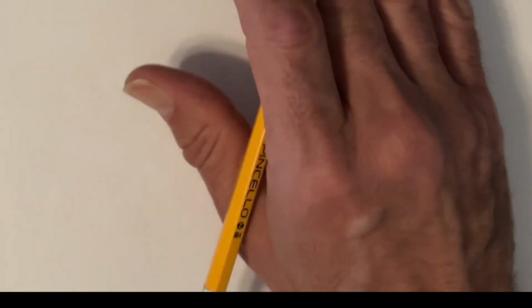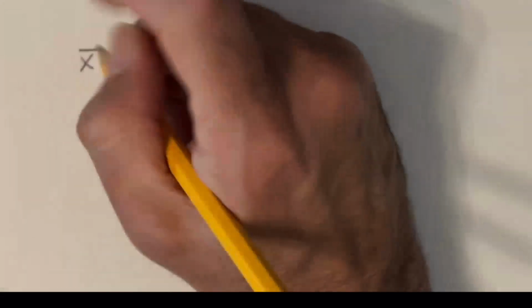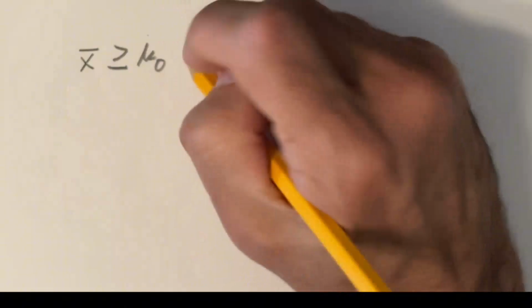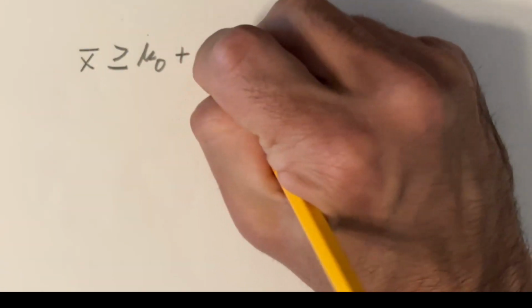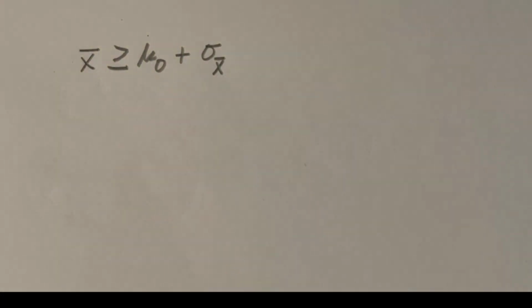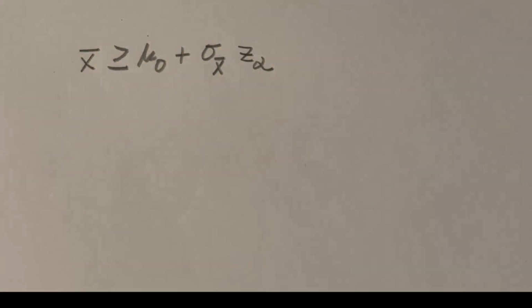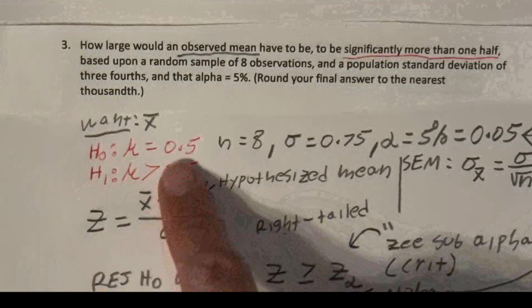So what I'm going to do next is write this in the middle of a nice new piece of paper, and I'll show you how to plug everything in. So I'm just writing this over. We have x bar is greater than or equal to mu naught, the hypothesized mean, plus sigma sub x bar, the standard error of the mean, times z sub alpha, the critical value. That's where we're starting. Now, mu naught is 1/2. Let's put it in.